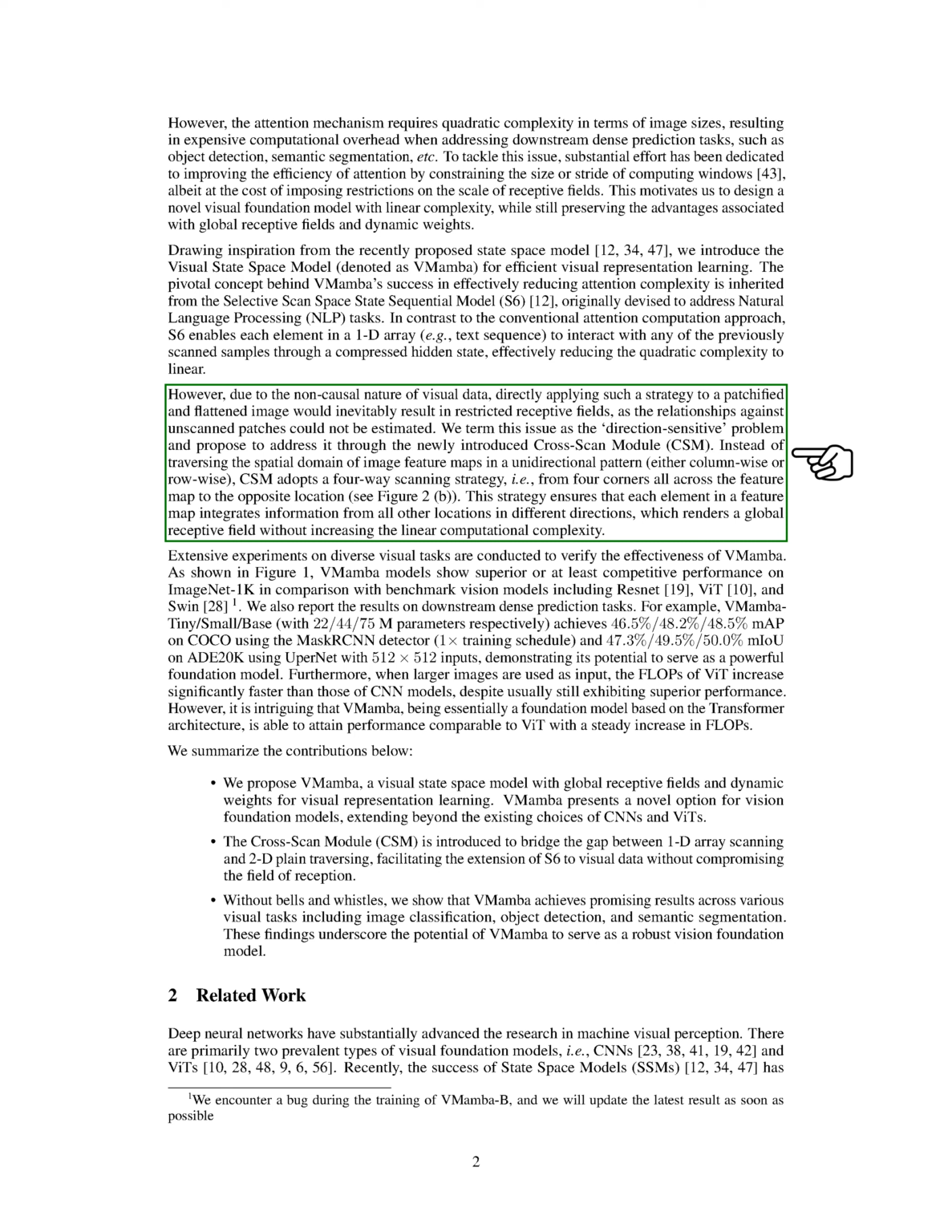We call this the direction-sensitive problem and propose to solve it with the newly introduced cross-scan module, CSM. Instead of scanning the spatial domain of image feature maps in one direction, either column-wise or row-wise, CSM uses a four-way scanning strategy. It scans from the four corners of the feature map to the opposite location. This ensures that each element in a feature map integrates information from all other locations in different directions, providing a global receptive field without increasing the linear computational complexity.